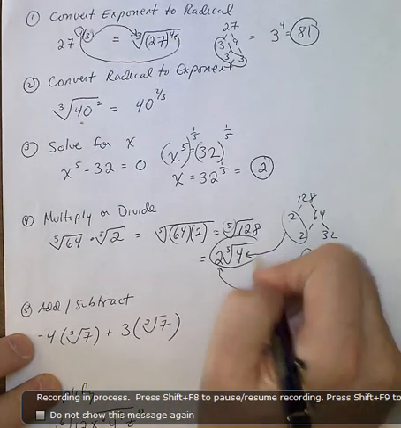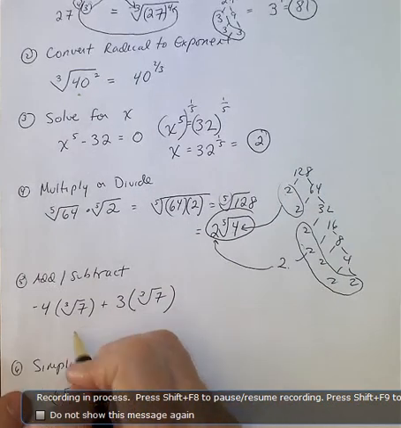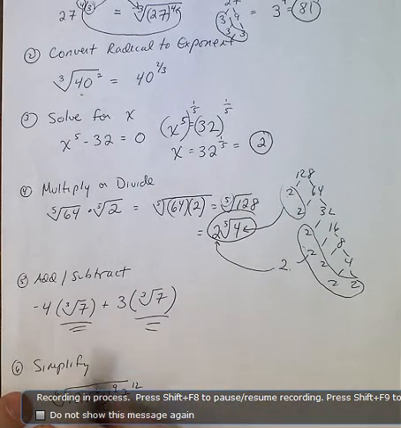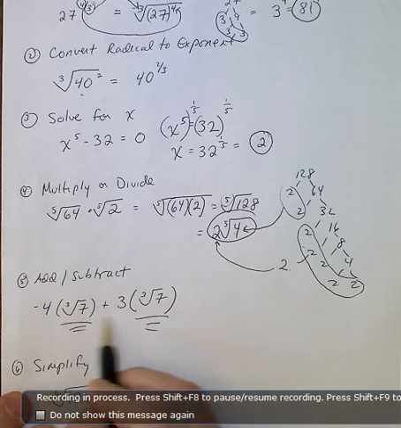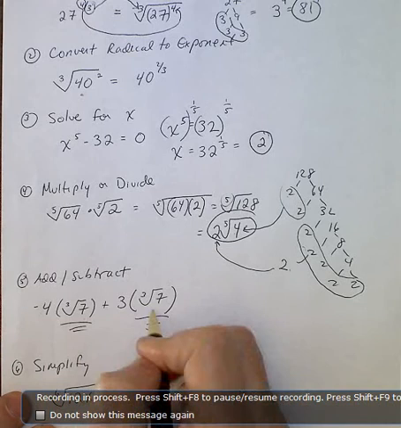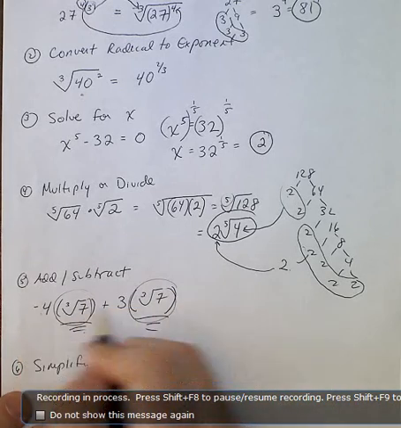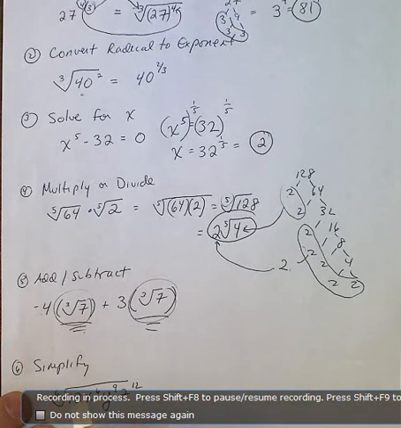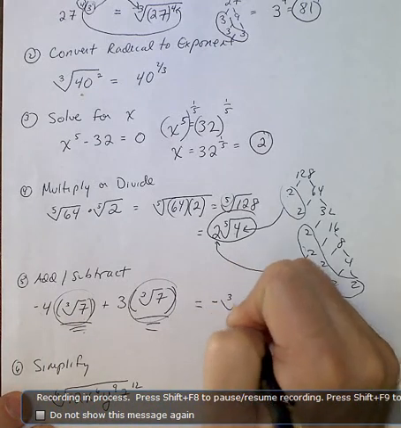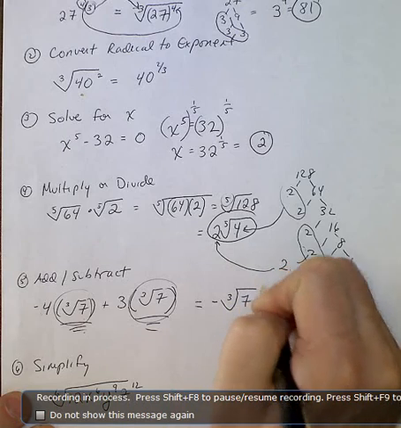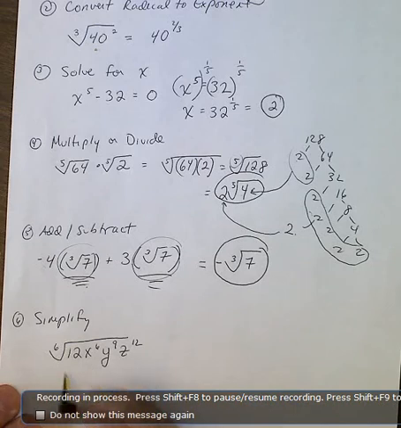Okay? For subtraction, these are the same. So there's -4 of these. This is addition or subtraction. -4 of these and 3 of these. Because these are the same, all we need to do is add these coefficients. -4 plus 3 is -1. So our answer is negative. We don't need to write the 1 for negative. And there you go.